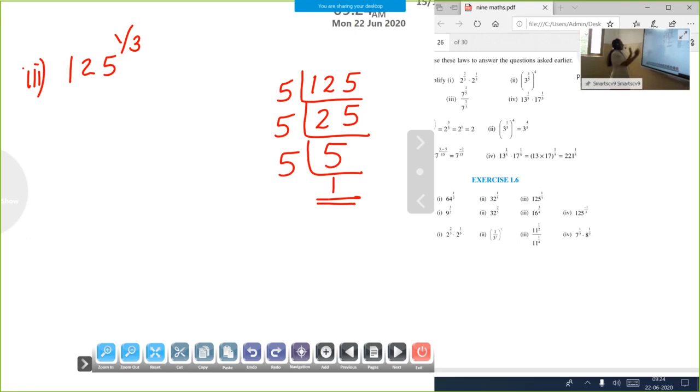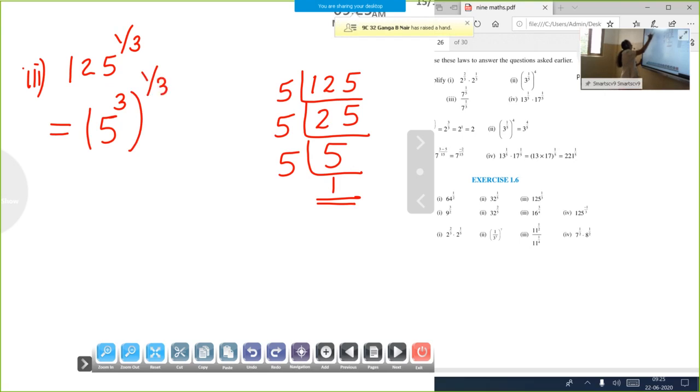Then, in this place, instead of 125, what can we write? How many 5s are there? 1, 2, 3 5s are there. So, we can write 5 raised to 3. 5 raised to 3 means 5 into 5 into 5. So, we can write together 5 raised to 3. Put bracket. Instead of 125, we can write 5 raised to 3, the all raised to 1 by 3. Again, this is of the form a raised to m, the all raised to n equal to a raised to mn. So we can write 5 raised to 3 into 1 by 3.